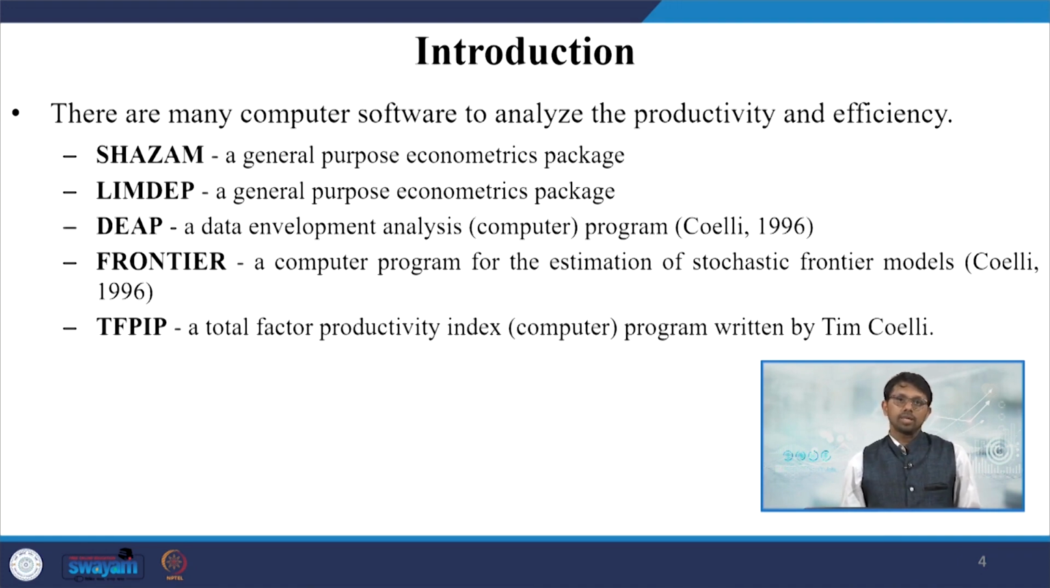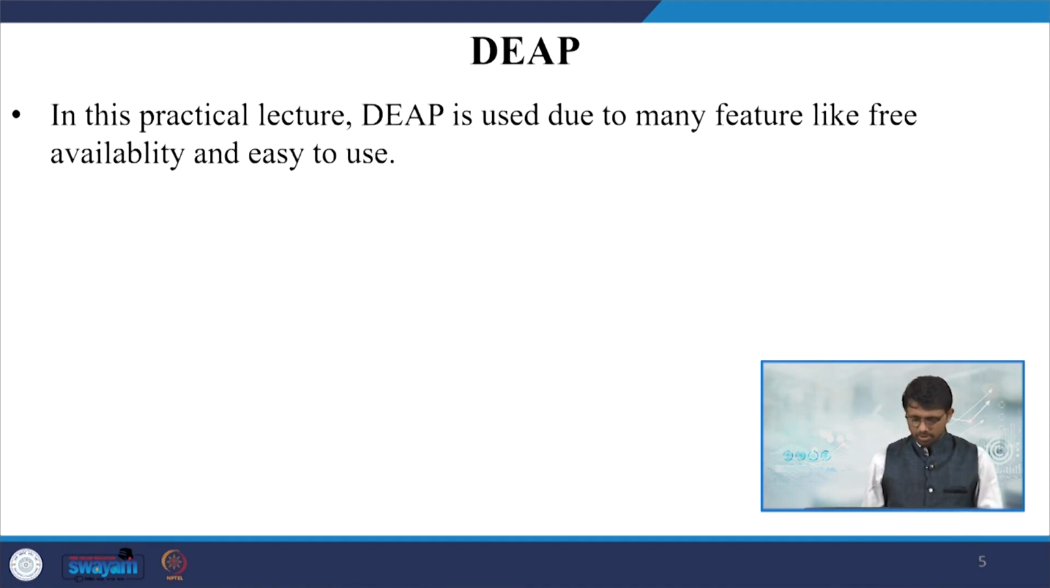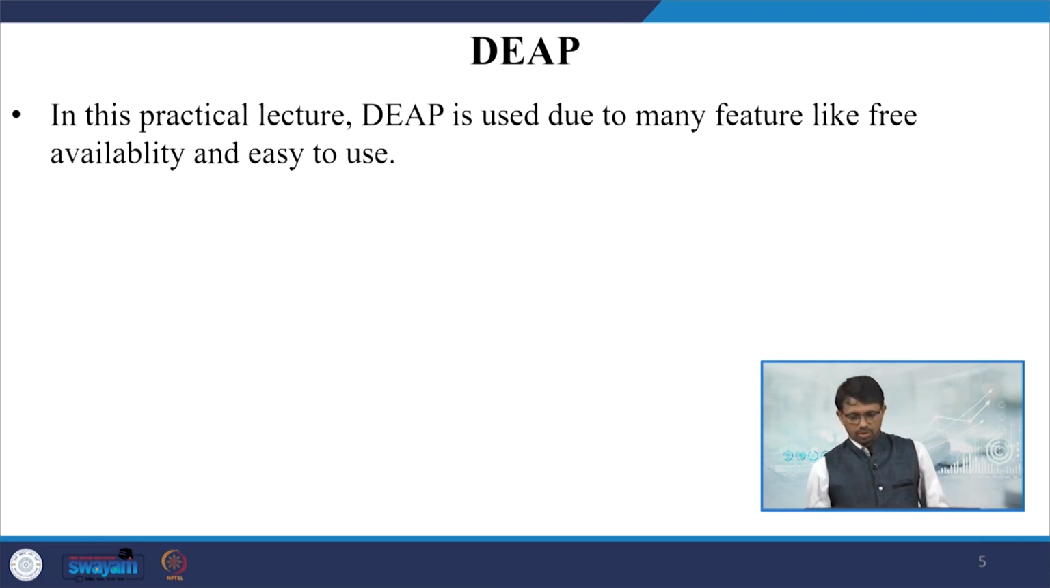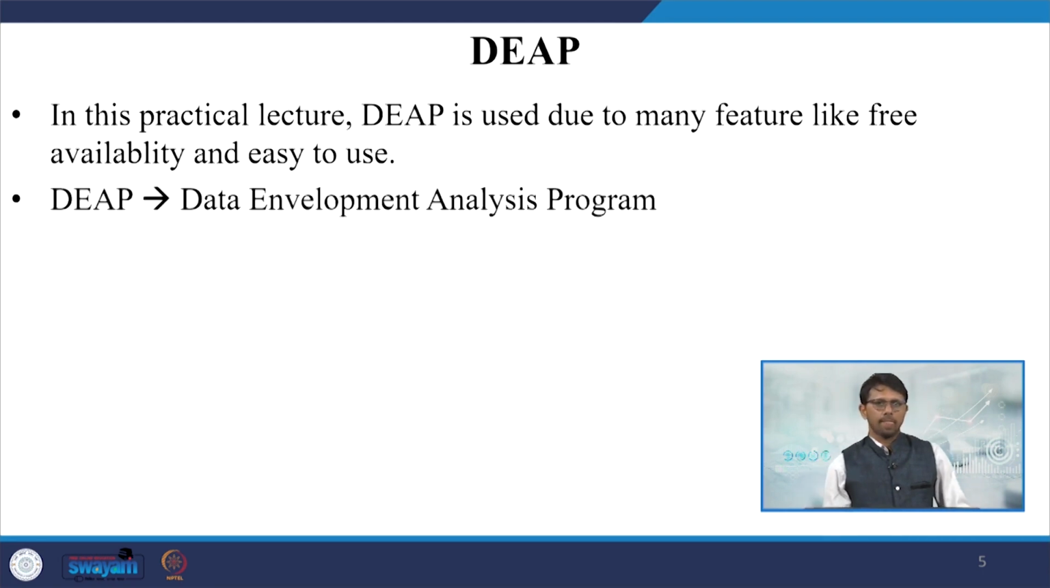And TFPIP, total factor productivity index, is a program written by the same author, Coelli, and there are some add-ins which are also required, like many Excel add-ins such as DEA Solver, etc. We have already included them, and we will clarify step by step. In this practical lecture, DEAP will be utilized and will give you step by step hands-on experience, and this is indeed a free software that's freely available on the web. I will give you the direction, and it's very easy to access.